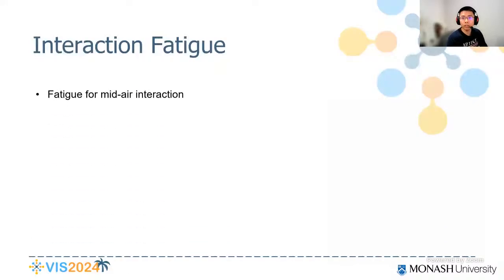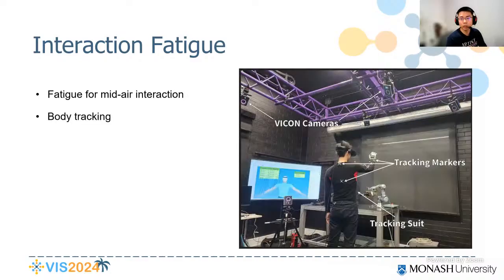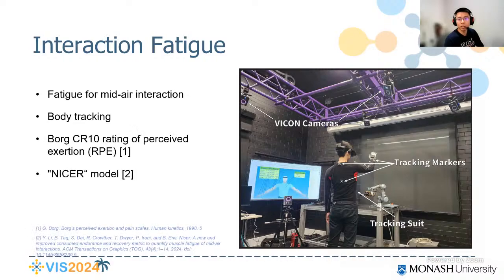However, the extension phase still requires some mid-air aiming and stretching, which could be very fatiguing. Hence, we have also prepared a fatigue measure to better understand the change of fatigue during the interaction. We use some Vicon cameras and tracking markers to record the arm movement for performance evaluation and fatigue analysis. We also use a subjective fatigue measurement, Borg CR10, and our newly developed NICER model to evaluate the change of fatigue.